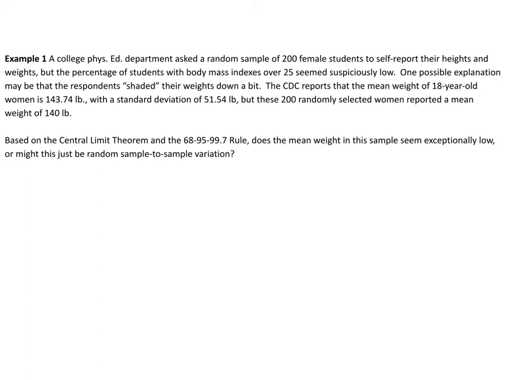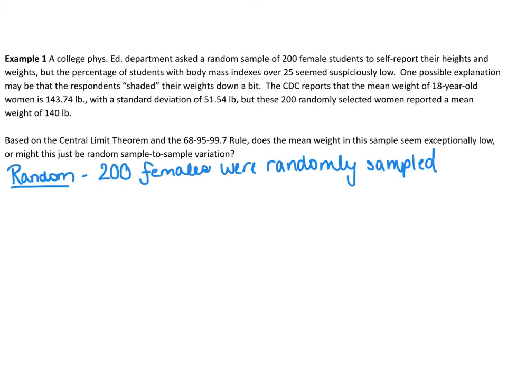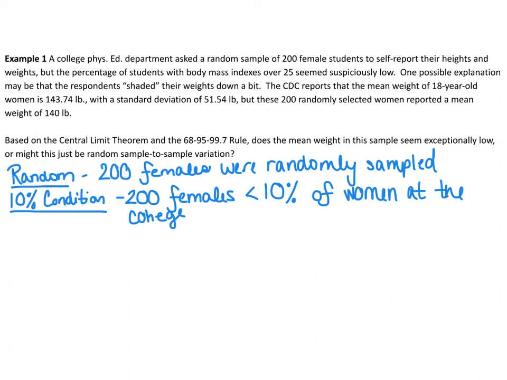In order to really look at this and use our normal model, we need to check our conditions for means. First of all, it's random. It states that 200 females were randomly sampled. So I'm doing a little bit of assuming with the 10% condition, but I'm going to state that 200 females is less than 10% of women at the college.